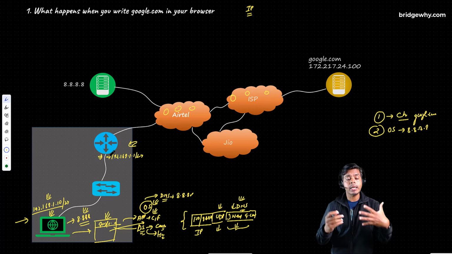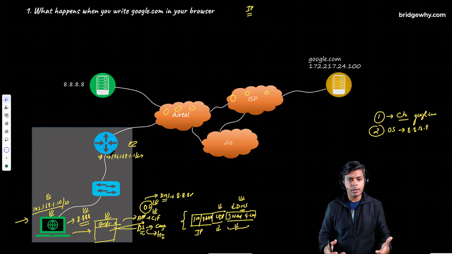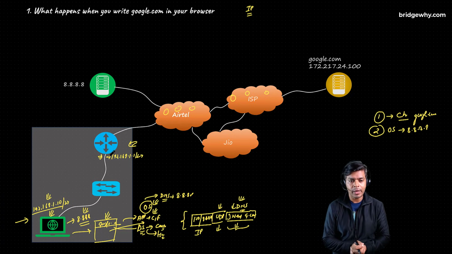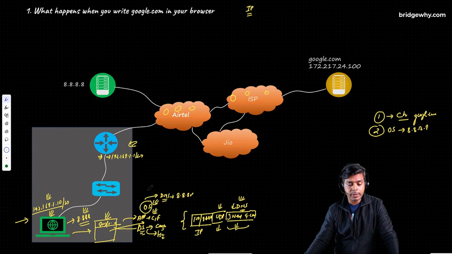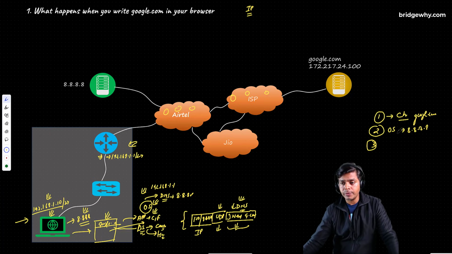Doesn't matter whether it's a router or a Wi-Fi router, you have to configure this thing here. And I know this thing will be present in the operating system. What is my default gateway? The default gateway is going to be 192.168.1.1. So step number 3, the packet which was created by the operating system, the DNS packet, will be going to my default gateway, which is 1.1.